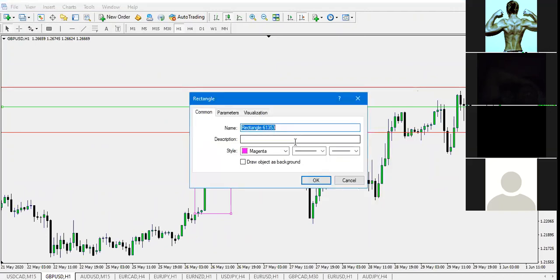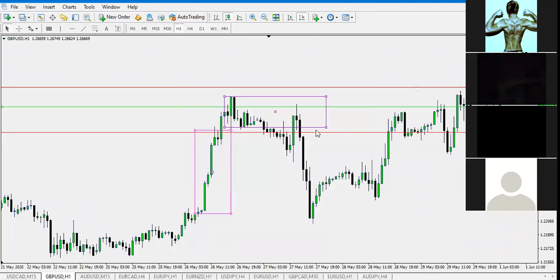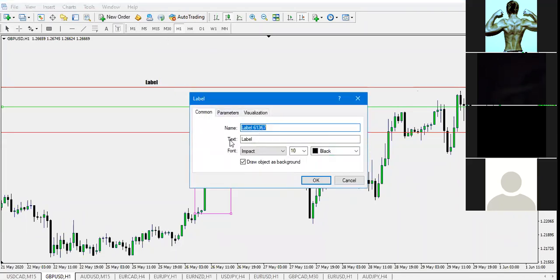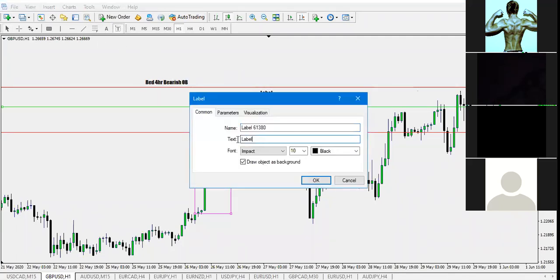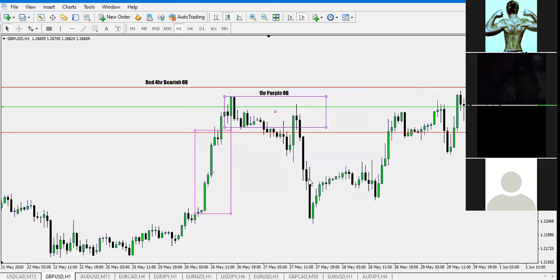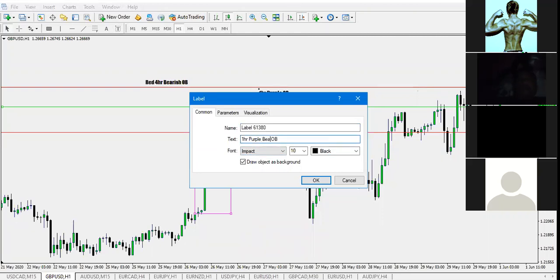Okay, so for the sake of this, let's say we make it purple. So there is a 1 hour. Now not only do we have a red 4 hour bearish OB, we now also have a 1 hour purple bearish OB. Colors don't matter, it's just important to differentiate between them for identification.